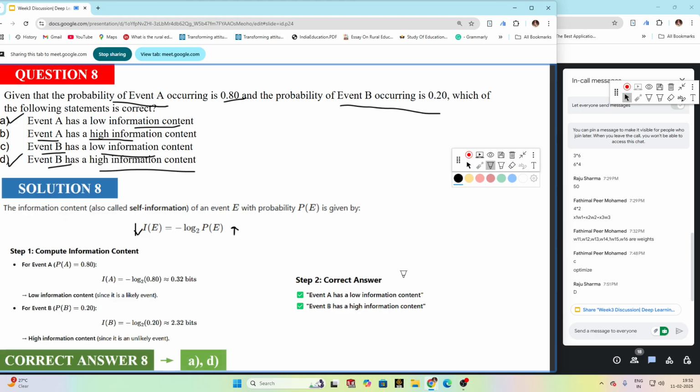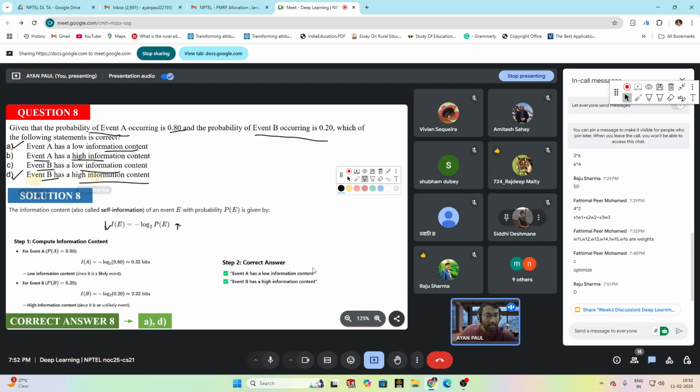Okay, so is it clear? Not only D but A also. Is it clear? It is not a direct question of your feed forward neural network, but it is related to the entropy part. As it is related to the entropy part, this question is given. Is it clear to all of you? Very important question, can come in your exam. Okay, is it clear?